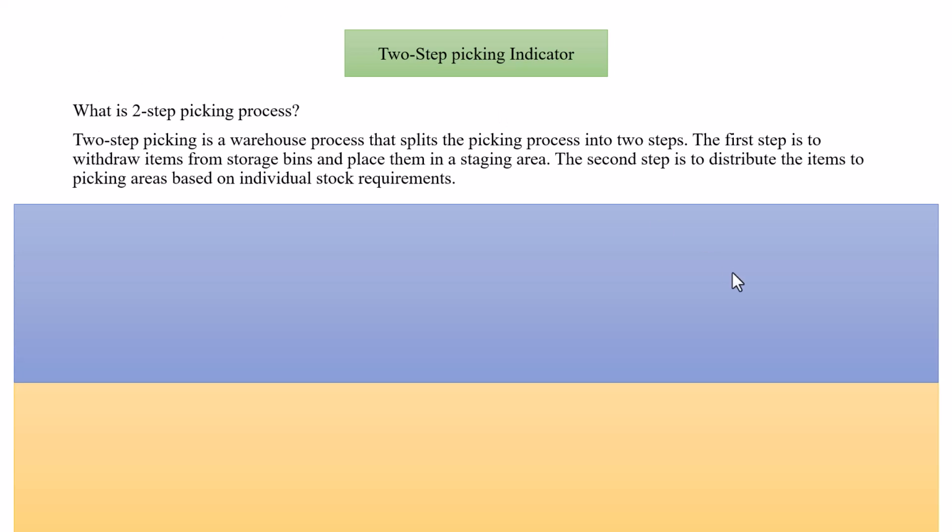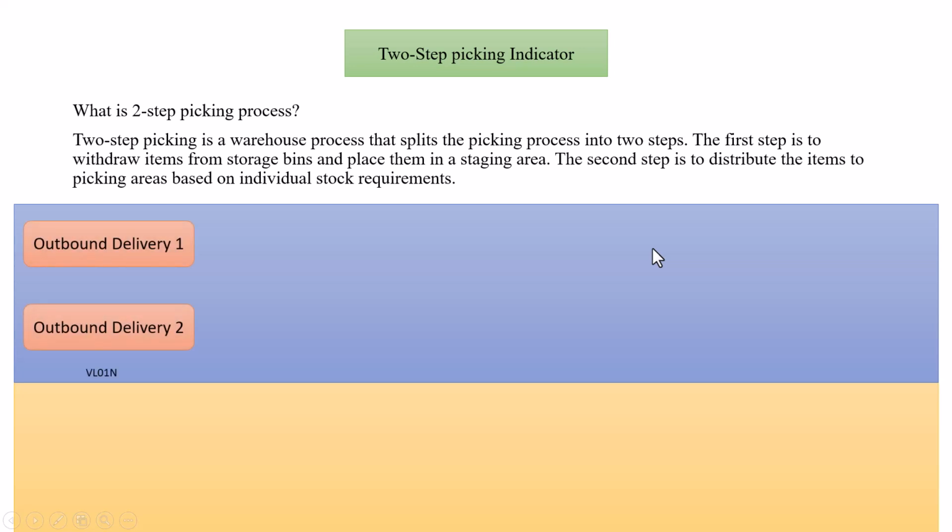So what is the two-step picking indicator? The two-step picking indicator is nothing but doing the picking in two different steps. The first step is picking the material from the storage bin to a place called the staging area, and the second step is to distribute that material according to the outbound delivery. So first we will see the process of two-step picking.